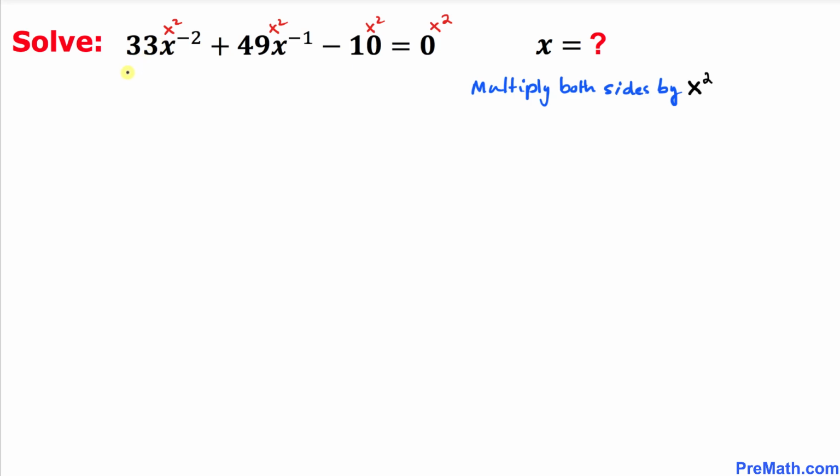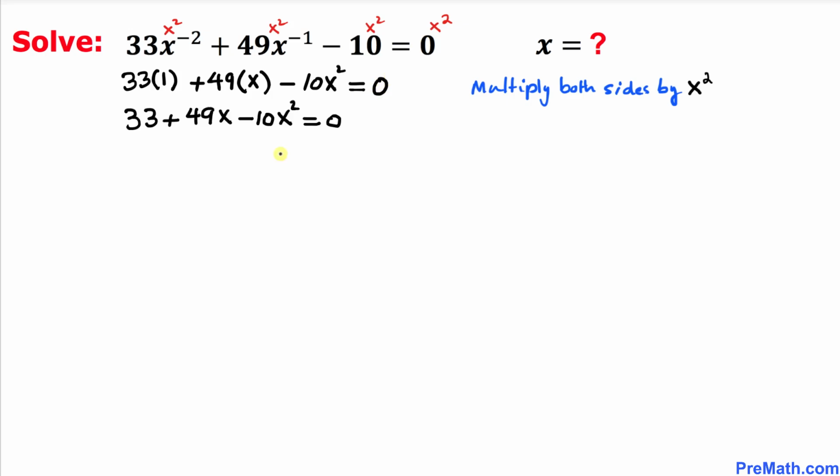Therefore, this equation is going to become 33 times 1 plus 49 times x, and then minus 10x squared, and on the right hand side, 0 times x squared is the same as 0. And here's the next step. 33 times 1 is simply 33, plus 49x minus 10x squared equals 0.